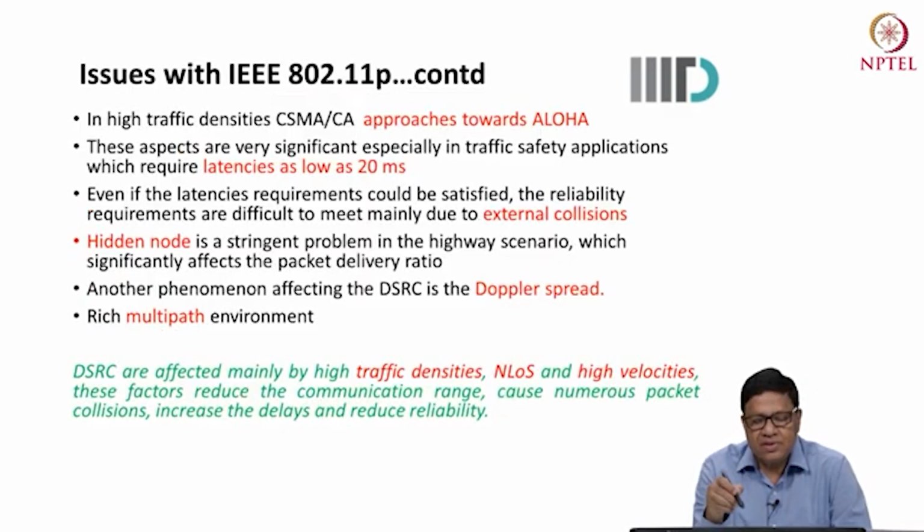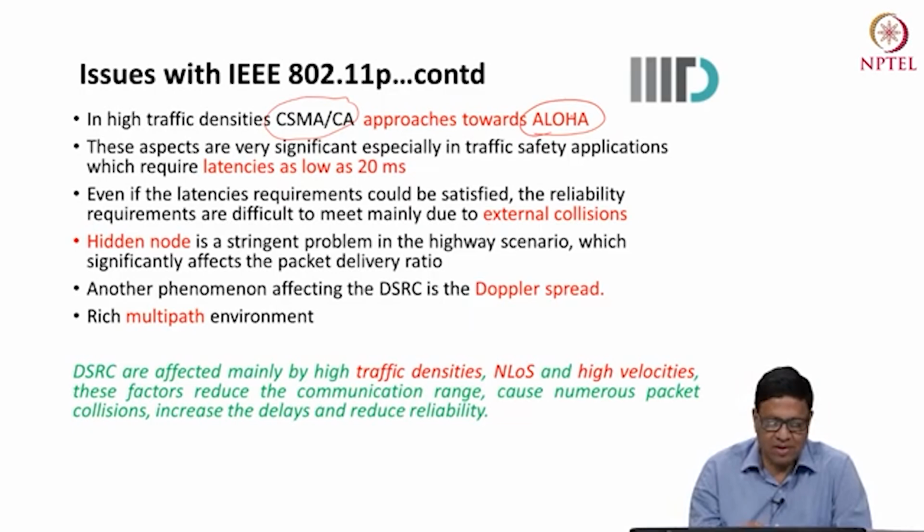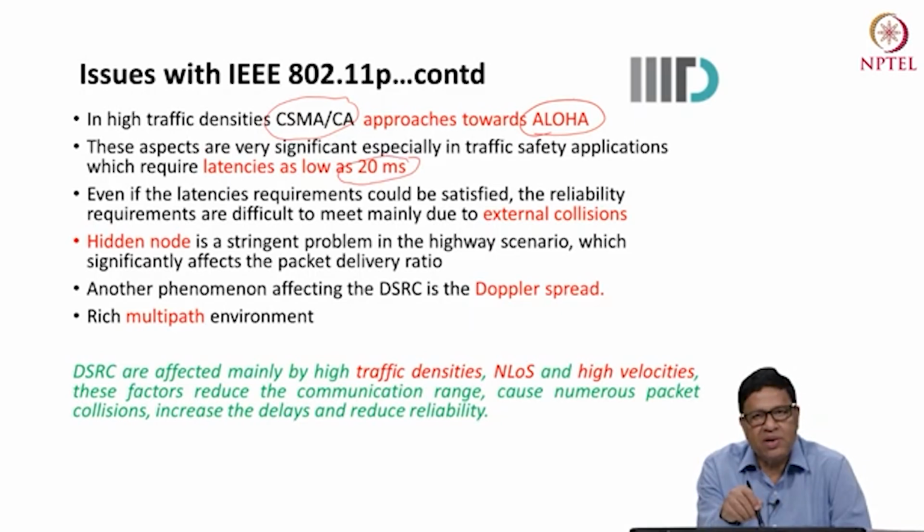It uses the CSMA-CA protocol, but when you have high traffic density, the efficiency of CSMA-CA gets reduced, and it reaches almost the efficiency of LoRa, which is not an efficient protocol. And there will be issues because there are some services which require 20 milliseconds of latency, which cannot be met by DSRC.